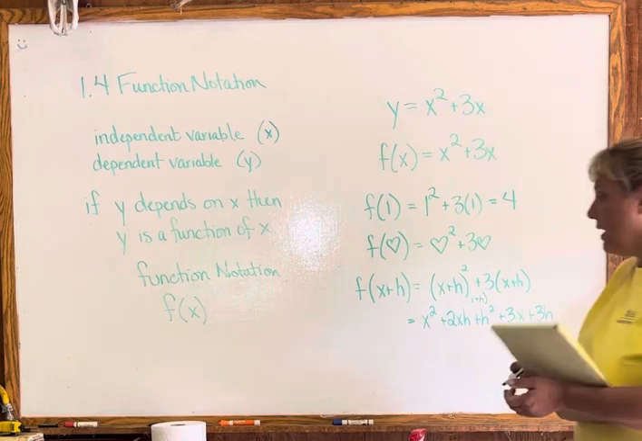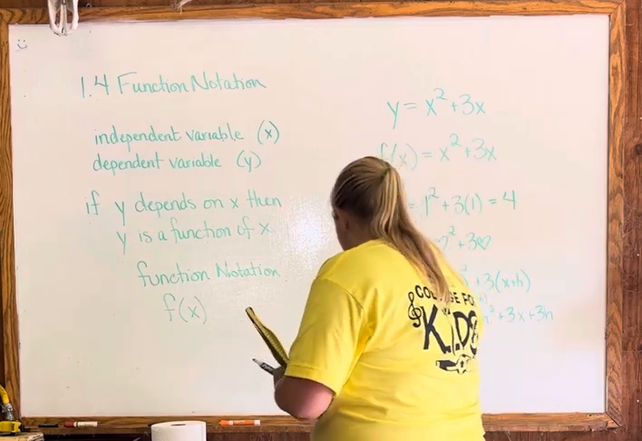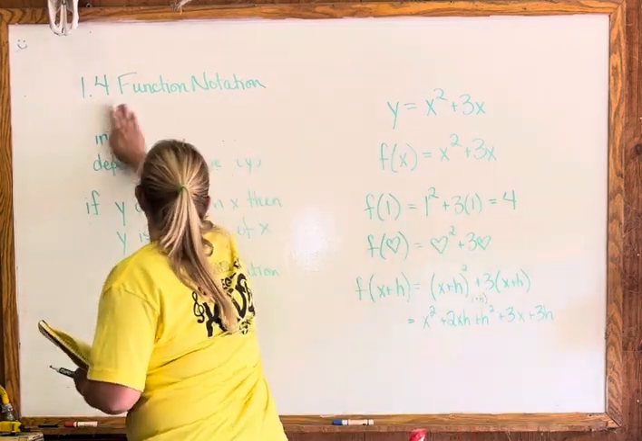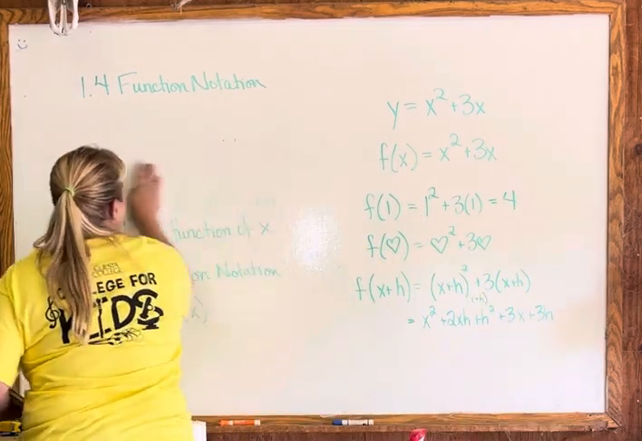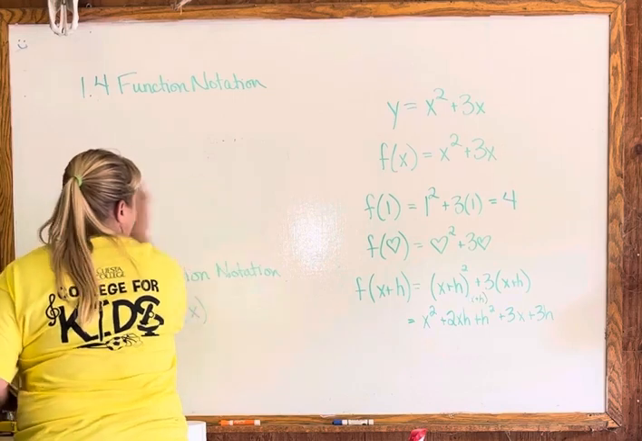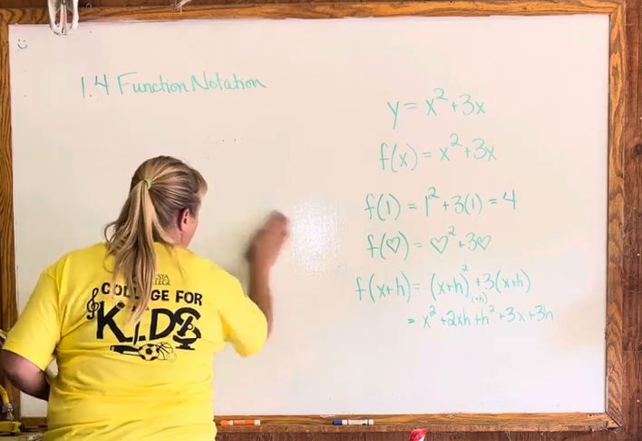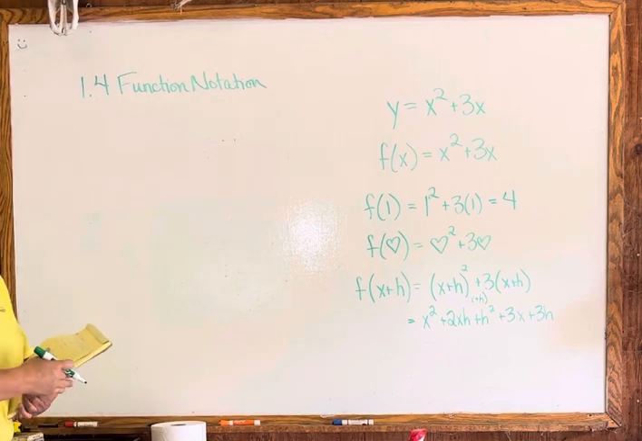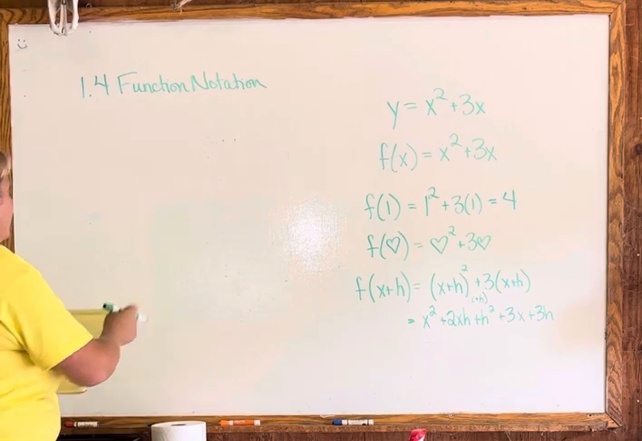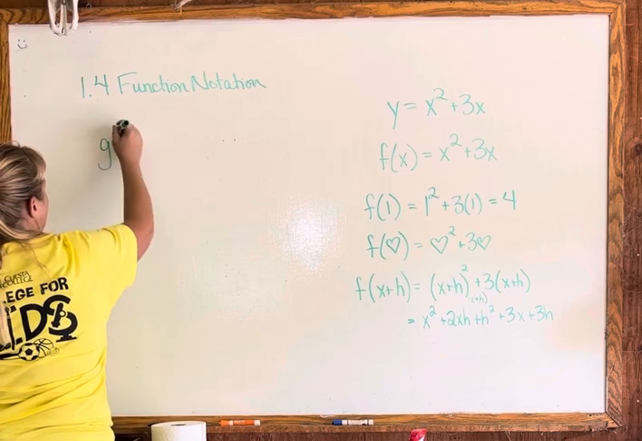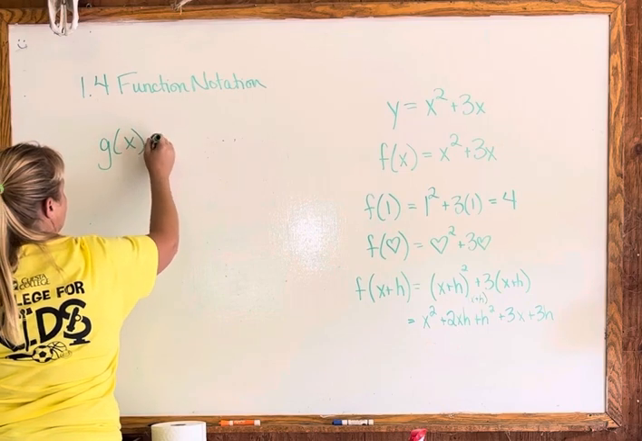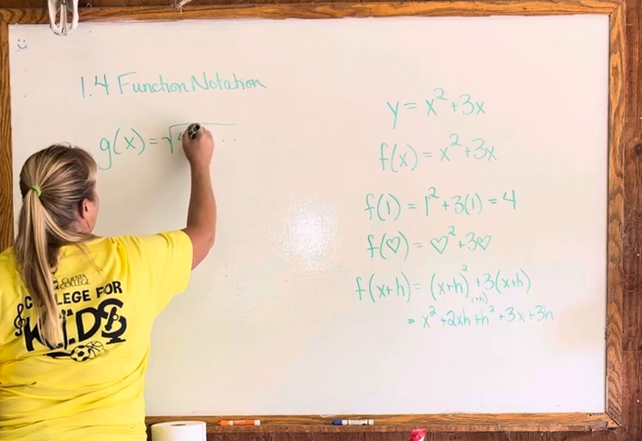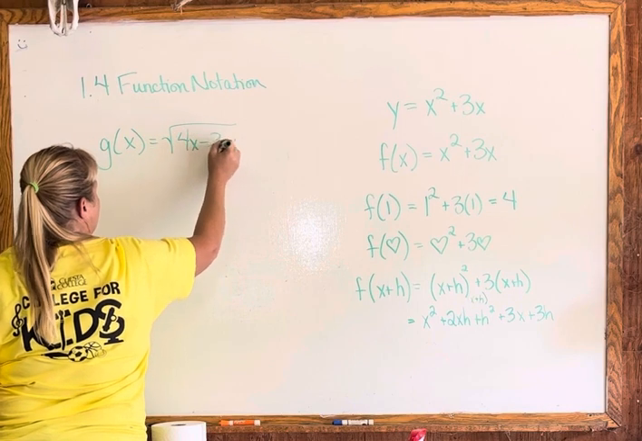Okay, now, if we have a second function on the board at the same time, we might use a different variable for that. So we might see something like g of x equals the square root of 4x minus 3.